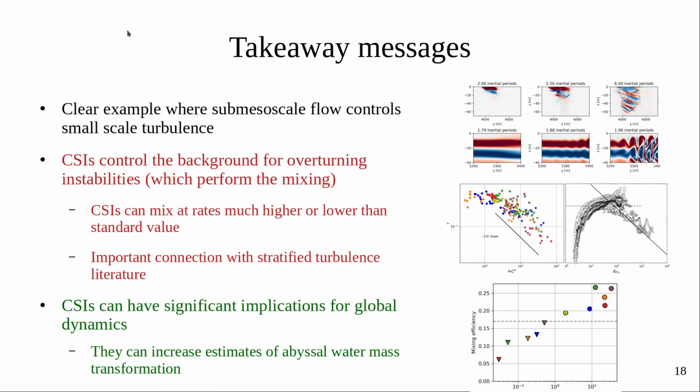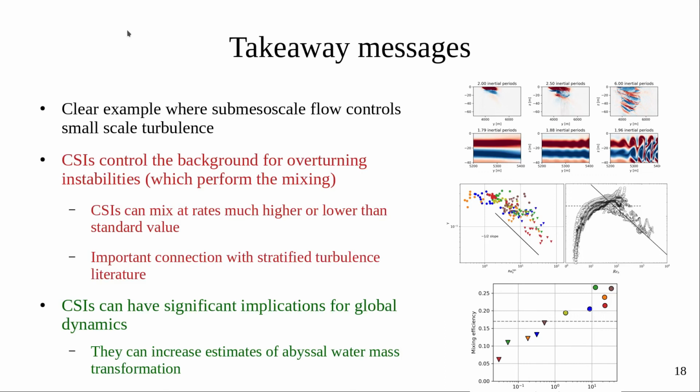So finally, here are some takeaway messages from this talk. First, this is a clear example where the submesoscale flow controls small-scale turbulence, and I would argue that is interesting in and of itself. Second, CSIs end up controlling the background for overturning instabilities, which then ultimately perform the mixing. As a result, CSIs can mix at rates that are much higher or much lower than the standard value of mixing efficiency that is used throughout the literature to model ocean turbulence in general. Furthermore, this is an important connection with the stratified turbulence literature, and it opens the door for us to use more of that literature in the research to come.